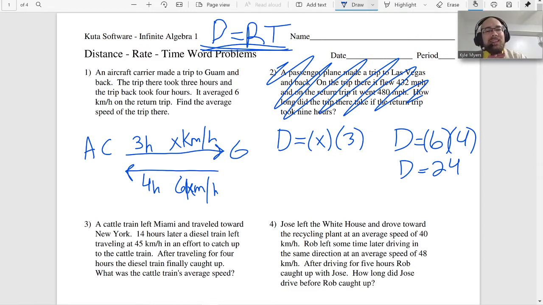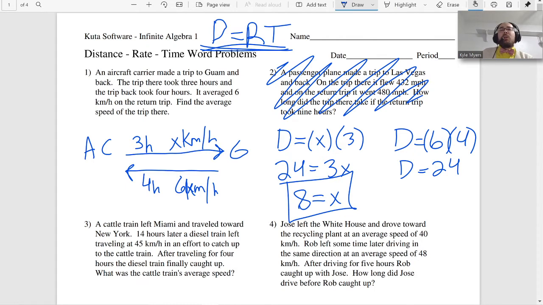So if the distance is 24 for both problems, then 24 equals x times 3, which is just 3x. Then I would divide both sides by 3 and get 8. Right? So 8 is the answer.